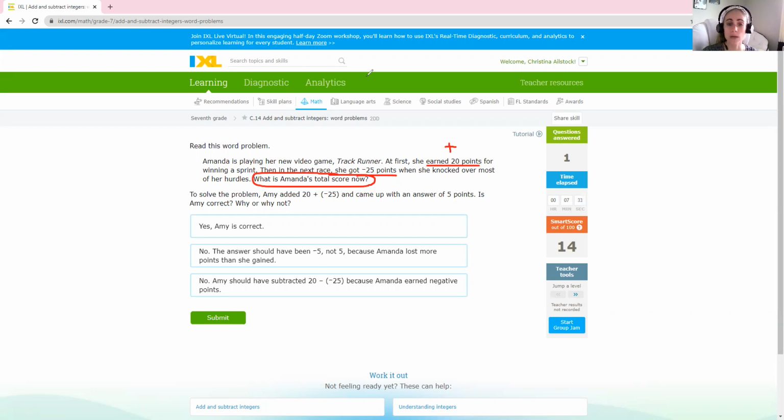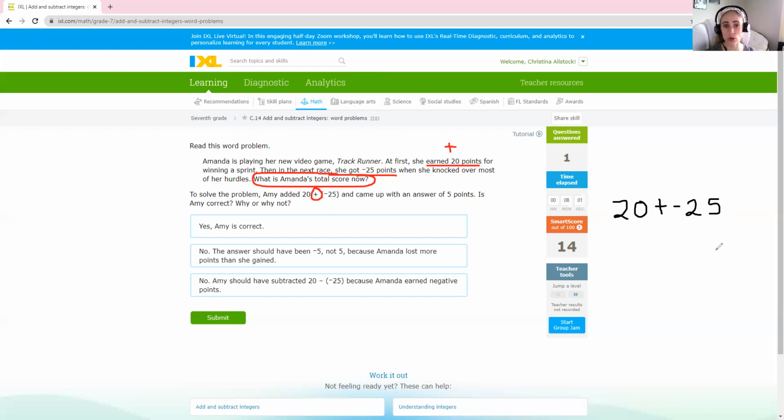I do agree, because if we are trying to find the total number of points, that means we are totaling, we are adding it up. So we need to add the positive 20 points that she earned with the negative 25 points due to her knocking over some hurdles. We're going to go off to the side and solve this and see if we get the same answer.